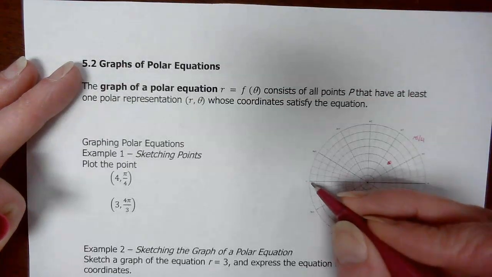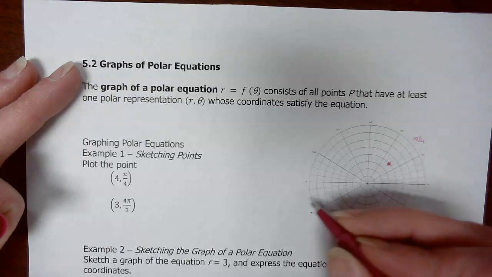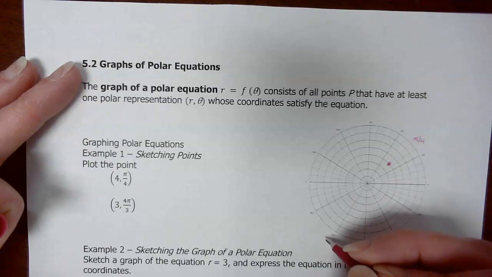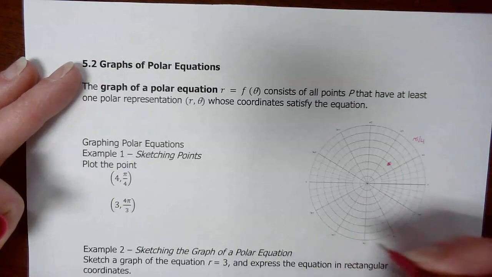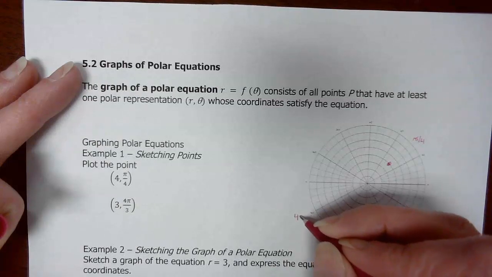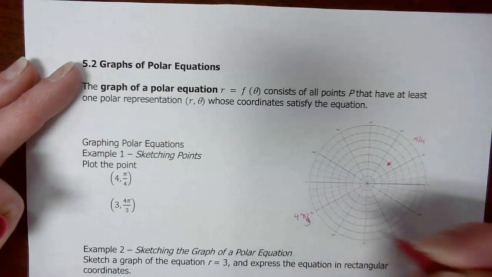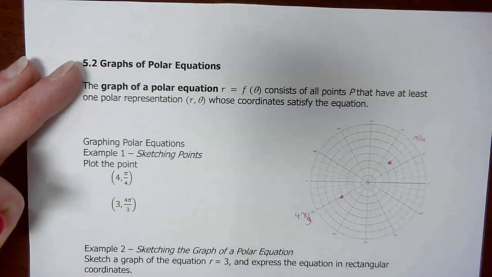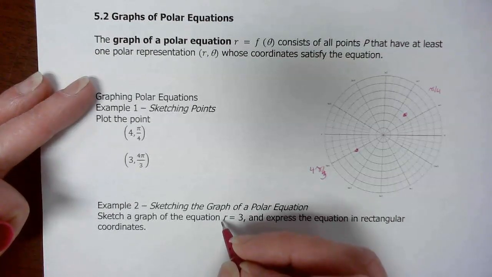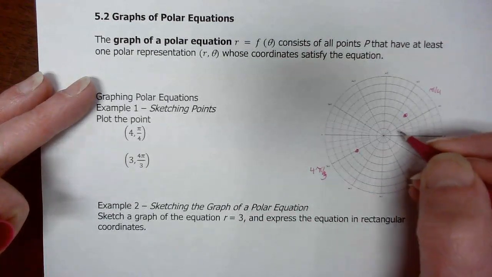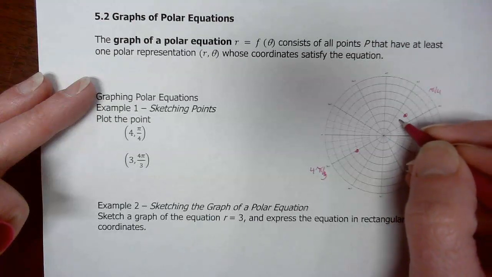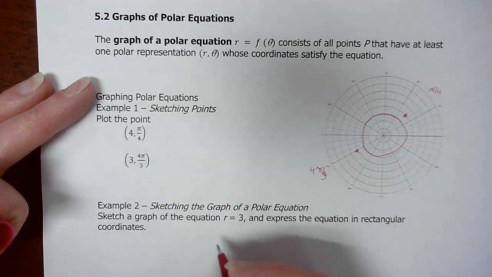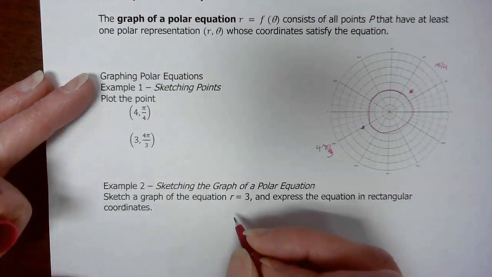So I would go past pi and be about a third. I think it's right here. And we would go out 3. 1, 2, 3. But what instead if I said I want all the points that are at r equals 3? Well, that would mean I'd go out 3 steps, 1, 2, 3, and then just make a circle. Let's see if that makes sense.